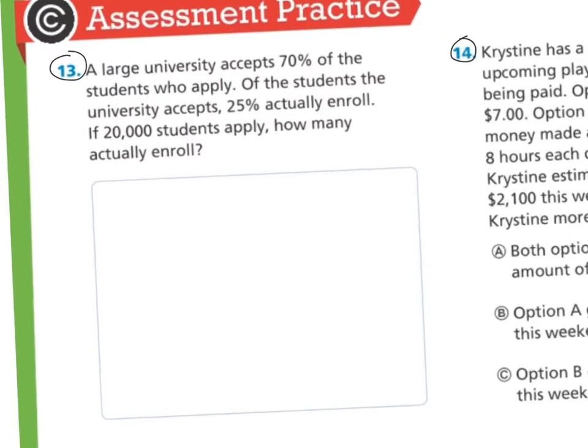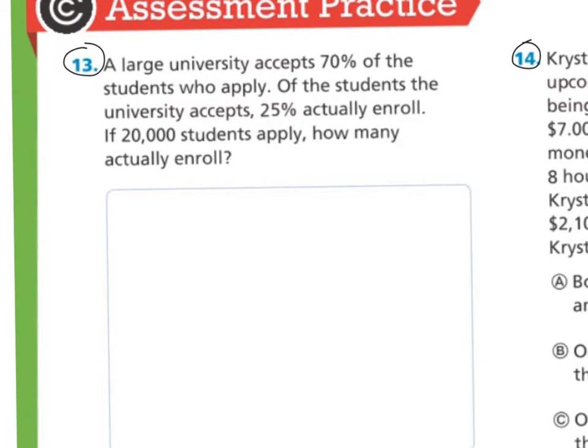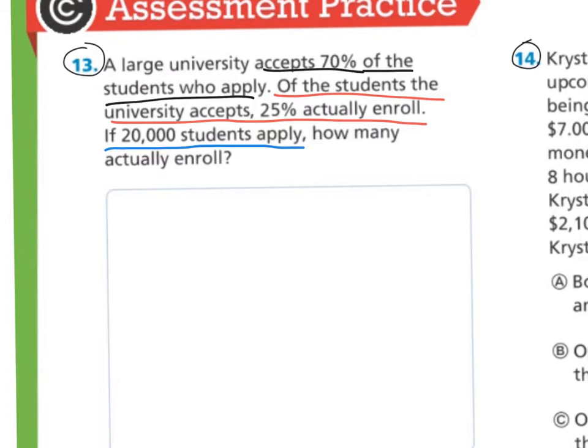Number 13, a large university accepts 70% of the students who apply. Of the students the university accepts, 25% actually enroll. So if 20,000 students apply, how many actually enroll?